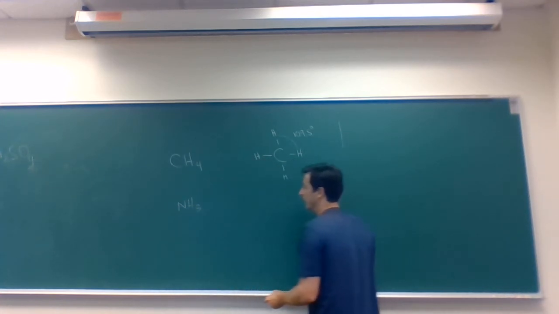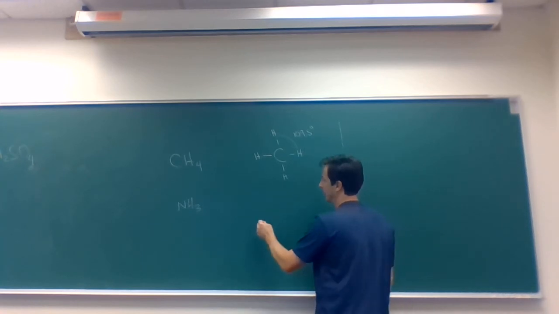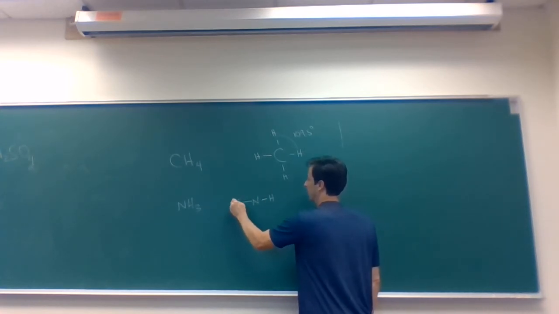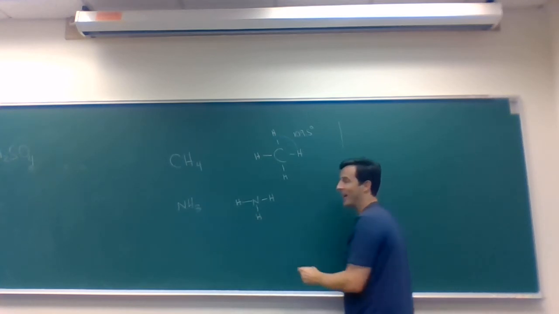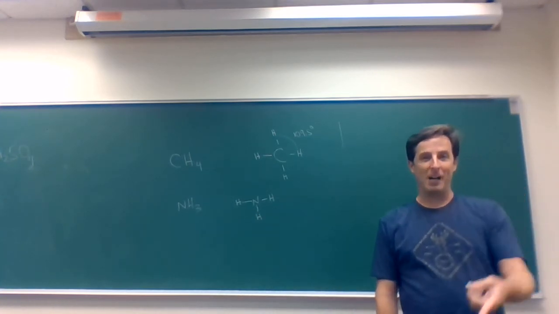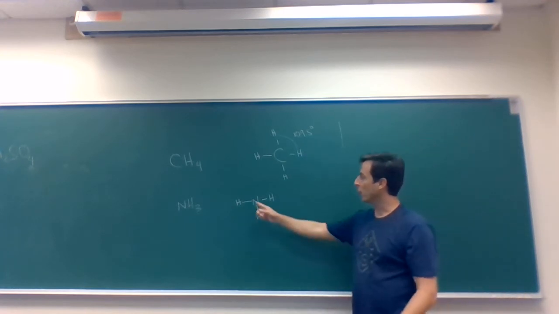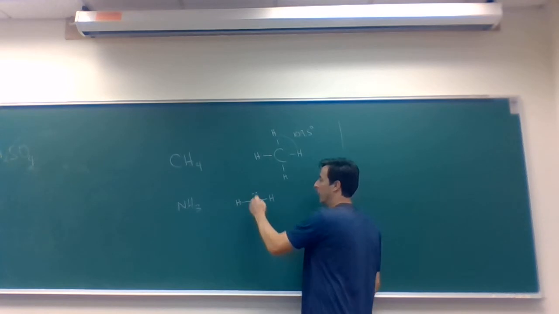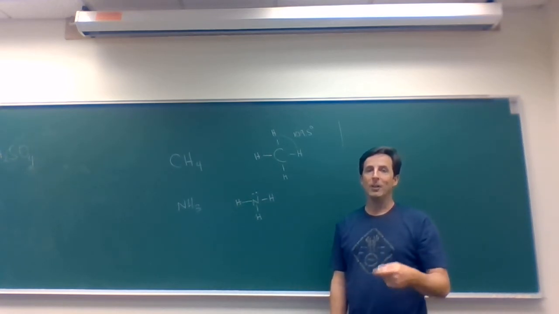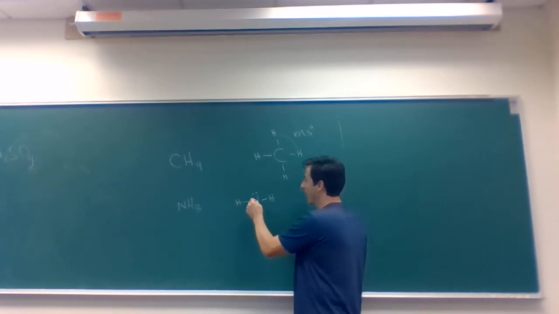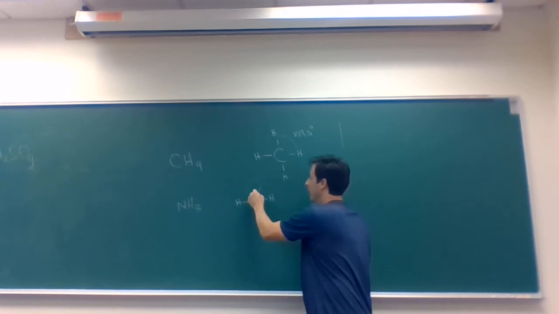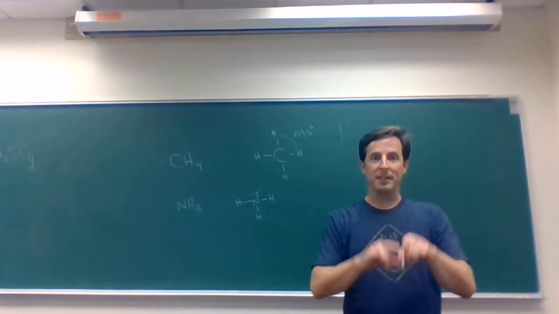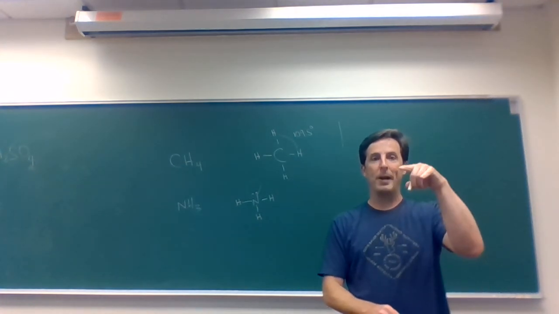NH3. If I draw the Lewis dot structure of NH3, the nitrogen has 3 hydrogens around it. But then, we know that nitrogen is supposed to have 5 valence electrons. I've used 3 of them to make bonds. So that means that there's a lone pair on the nitrogen also. That lone pair, those two electrons, actually exist in an orbital that does take up space. So the nitrogen has 3 hydrogens attached to it, plus a lone pair.